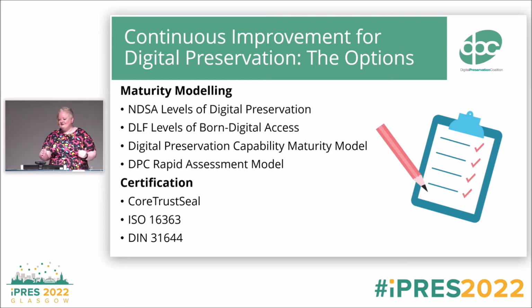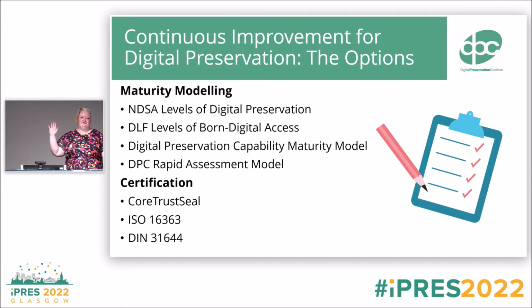And then, kind of larger standards, we have the International ISO 16363 standard, which came out of the TRAC Trusted Repository Audit Checklist, which in turn came out of OAIS, and also the German standard DIN 31644. So those are the kind of options that you might think about using in terms of providing you with a framework for continuous improvement for digital preservation.